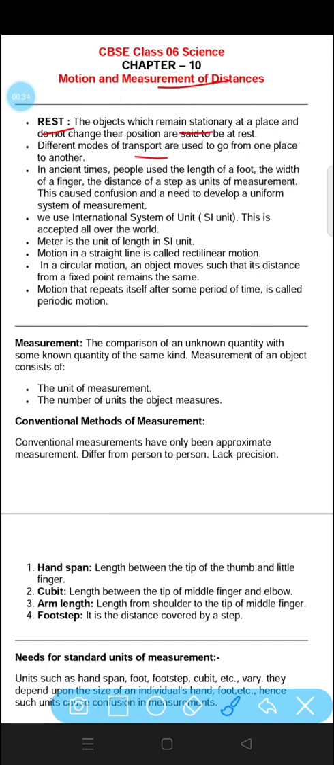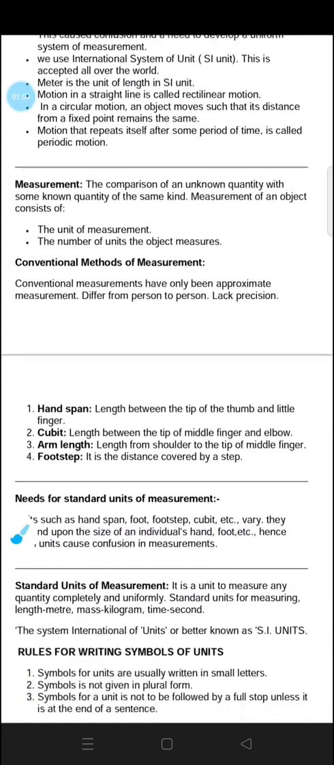Different modes of transport are used to go from one place to another place. We use the international system of units, that is SI unit, to measure the distances. Meter is the unit of length in SI unit. The SI unit of length is meter. Motion in a straight line is called rectilinear motion. If you are moving in a straight line, it will be called rectilinear motion. So we will talk about this in this chapter later.